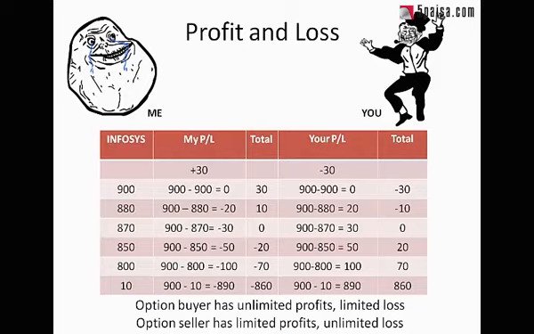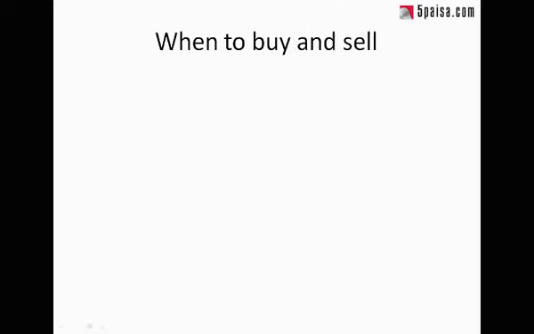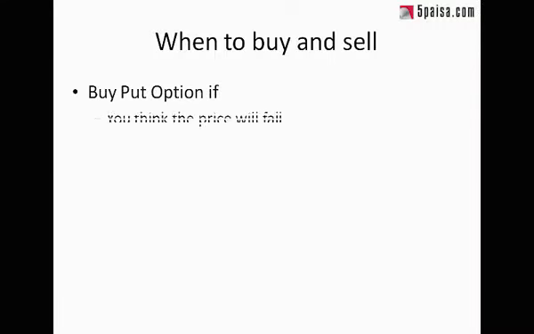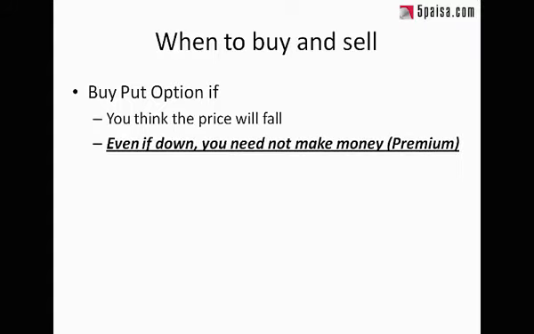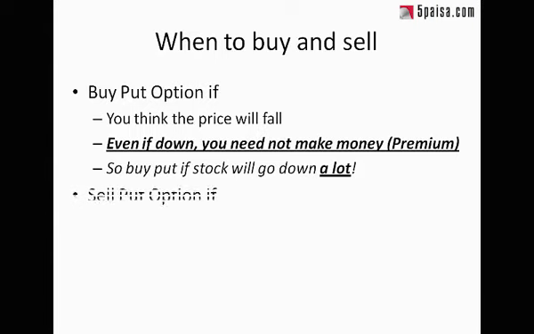Now we come to the most important question. When do you buy and sell put options? You buy a put option if you think the price will fall. However, even if it falls down, you need not make money. That is because you have to recover the premium you've already paid to purchase that option. So buy a put option if you think the stock would fall down quite a lot, enough to cover the premium which you've already paid upfront.